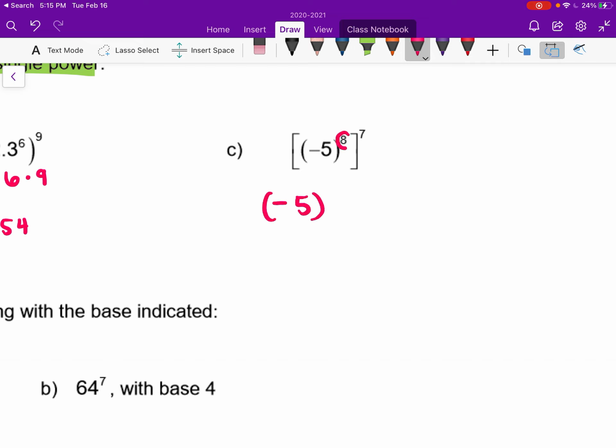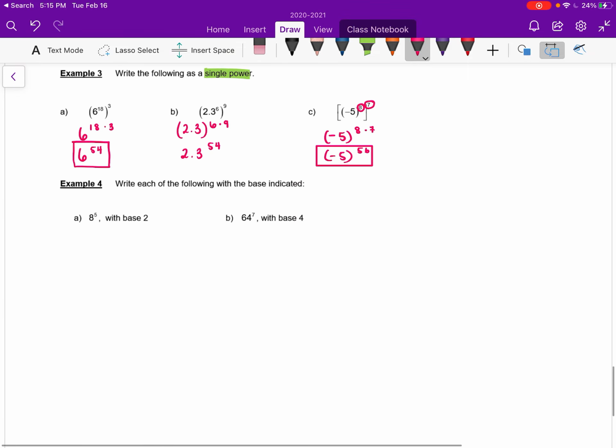We have 8 to the power of 7. So we're going to do 8 times 7, which is going to be negative 5. 8 times 7 is 56. So it's going to be negative 5 to the power of 56. That's going to be my answer.